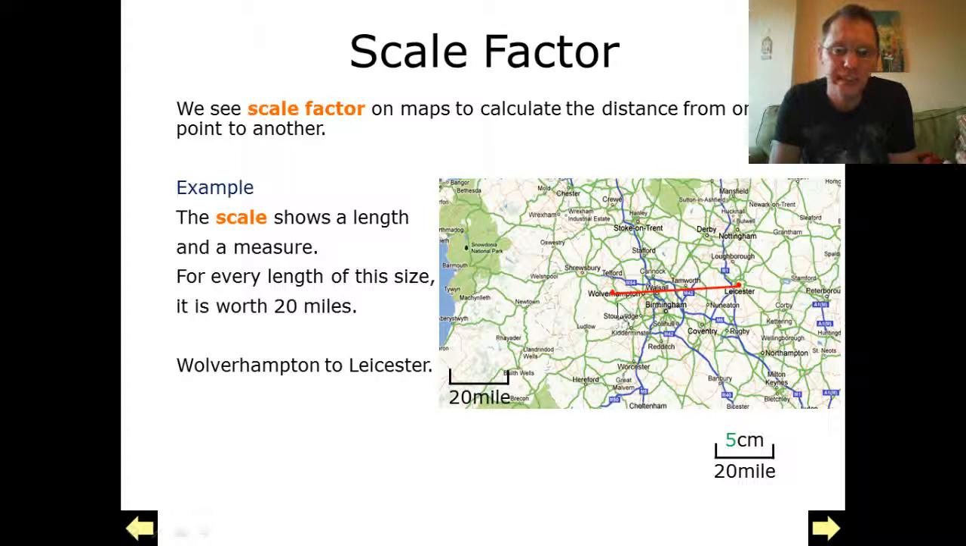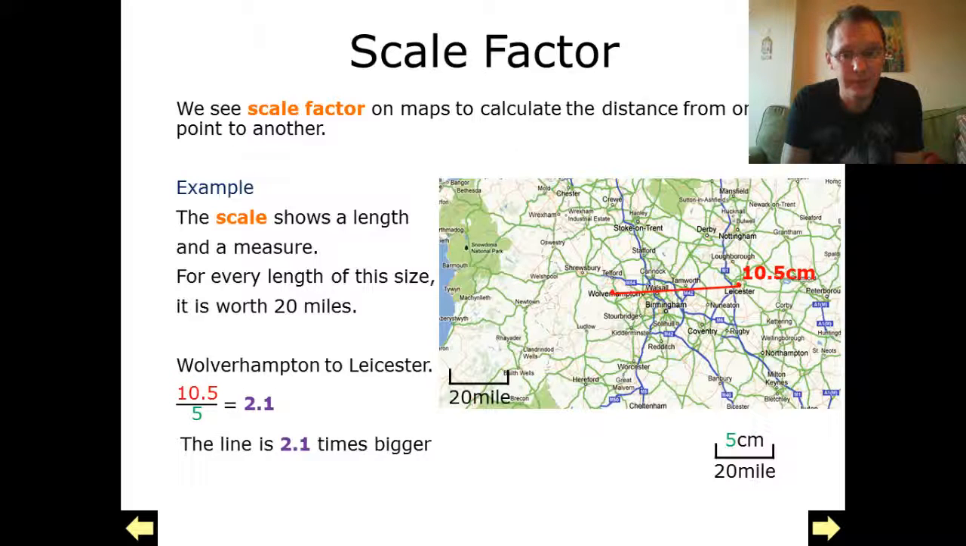So if my problem was, let's say, trying to work out the distance if I drove from Wolverhampton to Leicester, I would put 2 points and maybe draw a line or put a ruler at these 2 points and then measure the length. In this case, it's 8.5 centimeters. Now, from this 8.5 centimeters, I'm going to divide this by my corresponding length, which is 5 centimeters, my scale, which gives me a scale factor of 2.1. This means that this line is 2.1 times bigger than this line here, or this line.